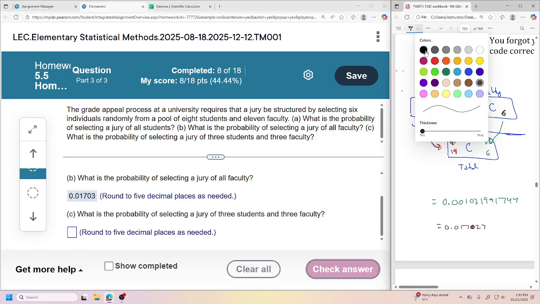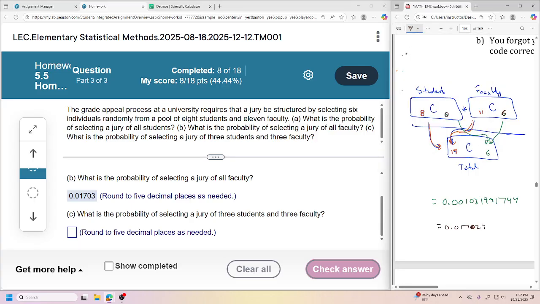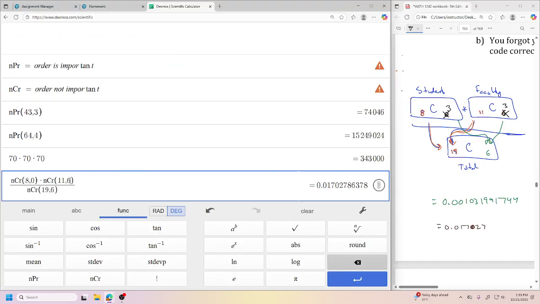So and now a new one. It says, what's the probability of 3 students, 3 faculty? So how many students am I selecting? 3. How many faculty? 3. Total of 6 once again. So it's like everything's the same except I'm just changing these little numbers here. Is that making sense?